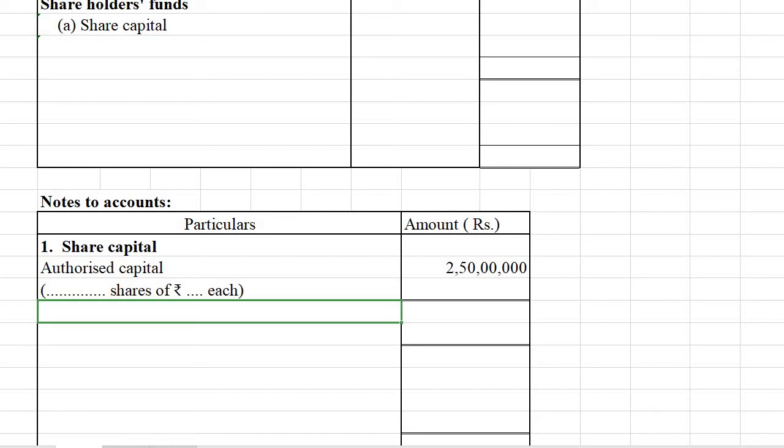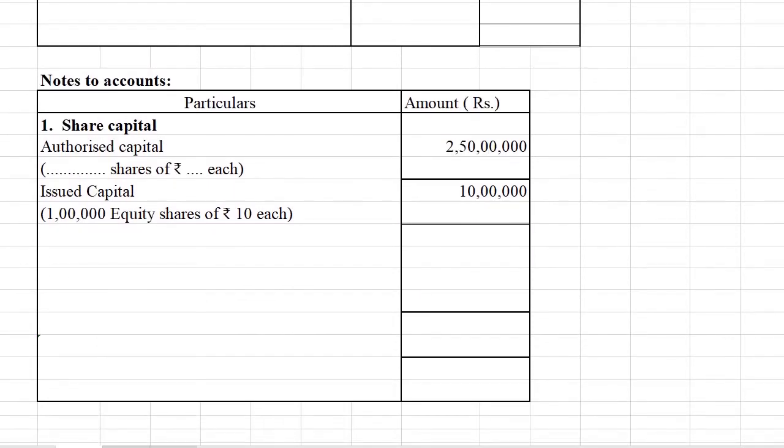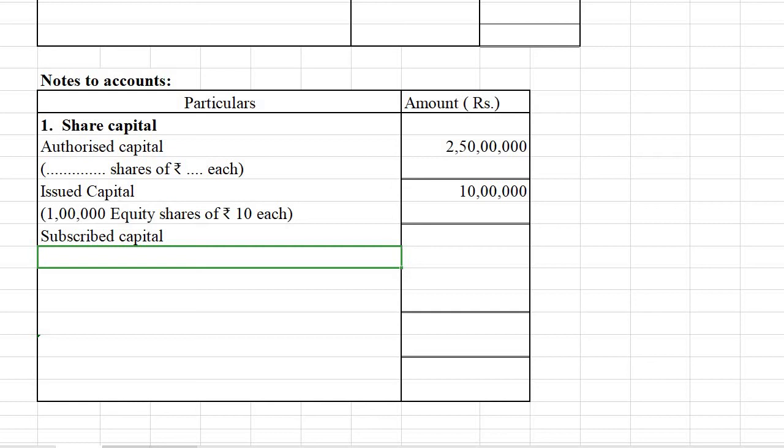Now next category, this 2,50,000 will be closed. And after that we have to write the next category, issued share capital. Issued capital, how many shares are issued? 1 lakh shares are issued at the rate of rupees 10. So let us complete it. 10 lakh is the amount. Then comes subscribed capital, subscribed and fully paid up.